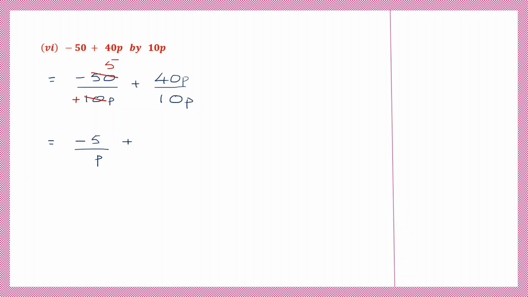Let's go to the next one. Now here I can cancel 10, 4s are 40, and I can cancel this p and the other p. So here I have 4. So this is my answer. Minus 5 by p plus 4, or minus 5 by p plus 4.